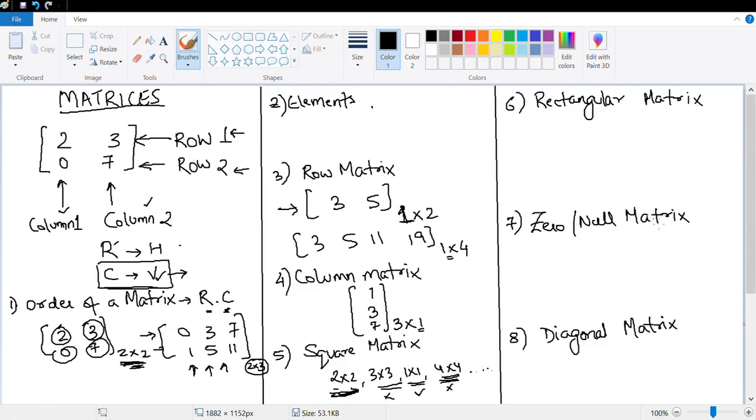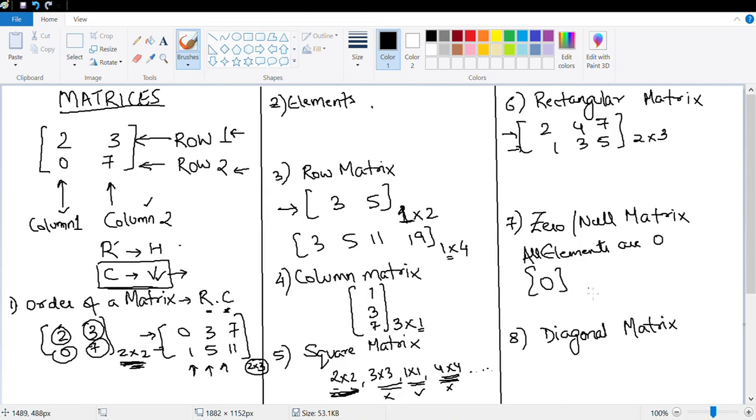Let's look at a rectangular matrix. Well, as the name suggests, it is in the form of a rectangle, right? So this is in the form of a rectangle, 2 rows and 3 columns. So this is a rectangular matrix. What is a zero or a null matrix? Well, when all elements are 0, for example, this is a null matrix or a zero matrix. This is a zero matrix.